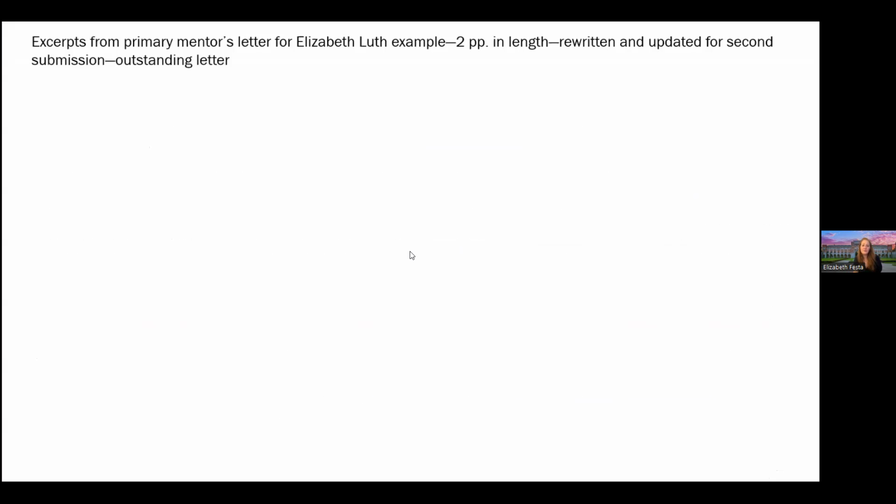So let's look at an example. This is excerpts from the primary mentor's letter for Elizabeth Luth. It's 2 full pages in length. And in fact, it was rewritten and updated for the submission. So after the initial proposal was rejected and then she did a resubmit, the mentor updated the letter. So even if you're at that phase where you are resubmitting, all of your materials need to be reconsidered before you submit them. And it's a really outstanding letter.